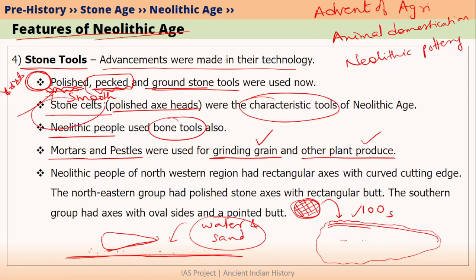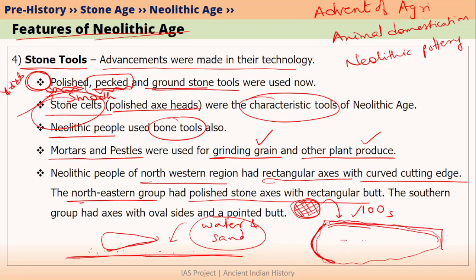Now, if we talk about stone celts, the type and technology of stone celts was different in different regions of India. For example, in the northwestern region, they had regular axes with a curved cutting edge, like this. But in the northeastern group, the polished stone axes usually had a rectangular butt, something like this. Similarly, the southern group of axes had oval sides and a pointed butt. You don't need to remember which area had which type of stone celt. What you need to remember is that different types of stone celts were used in different regions of India. That is all that is important for our exam.